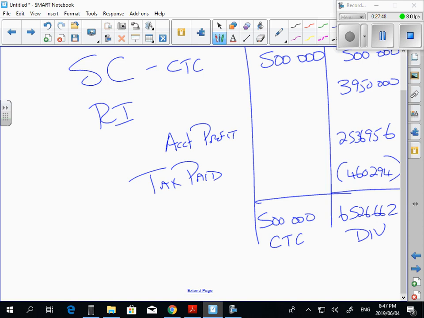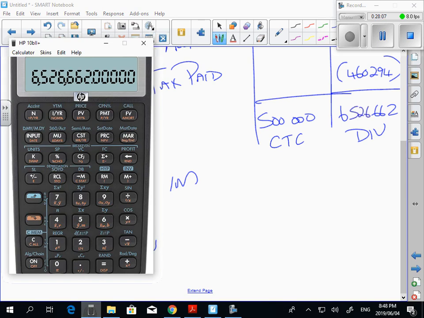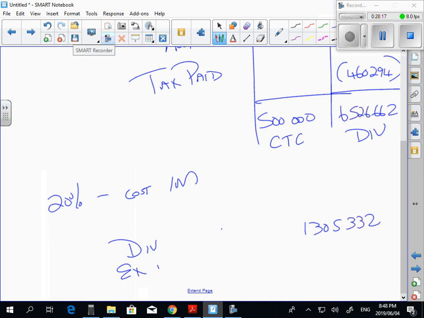And then if they say you own 20% of the shares and you're a natural person, and it costs you 1 million rand for the shares, what you're going to do is you're going to sit there and say my dividend is equal to that amount times 0.2, which is equal to 1,305,332. Exempt dividend.